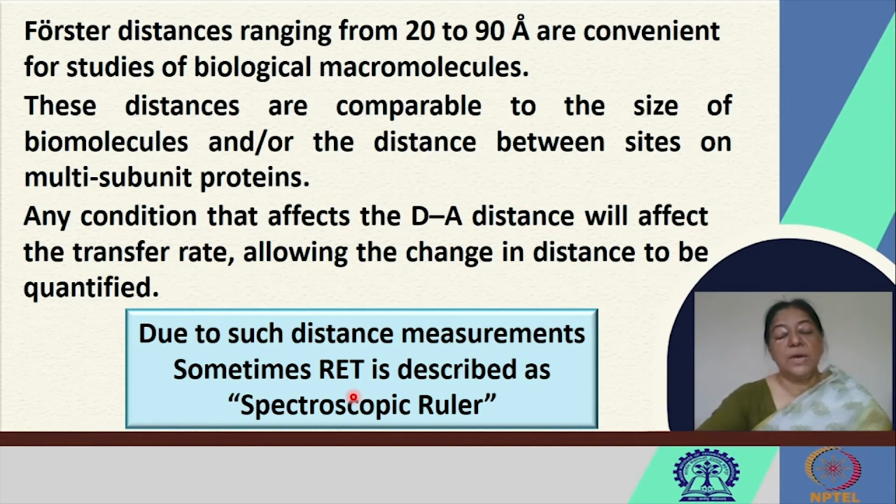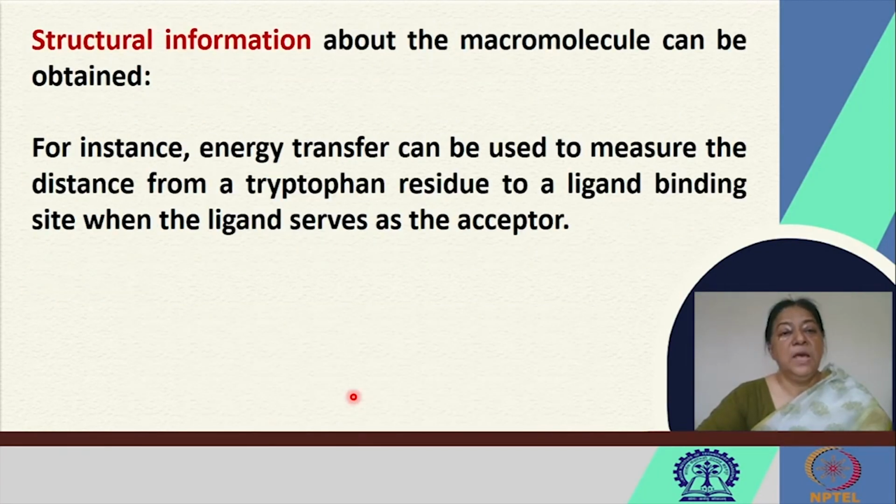So what we looked at is the possibility of locating specific residues that can be tagged with fluorophores as a donor and an acceptor. Based on this distance, we can look at protein folding and unfolding, or even protein-ligand interactions, which we will see later as we go along in the course. This gives structural information about the macromolecule.